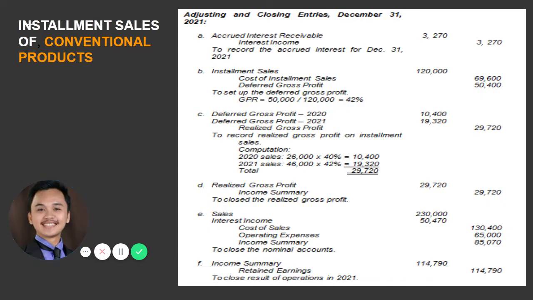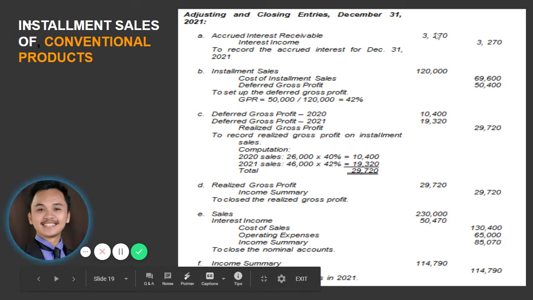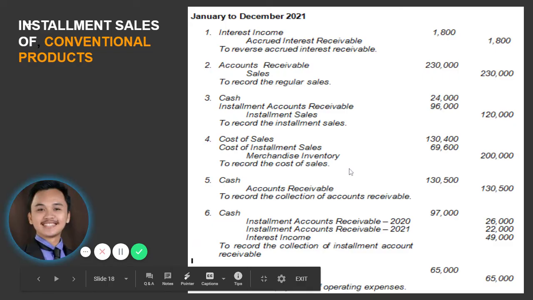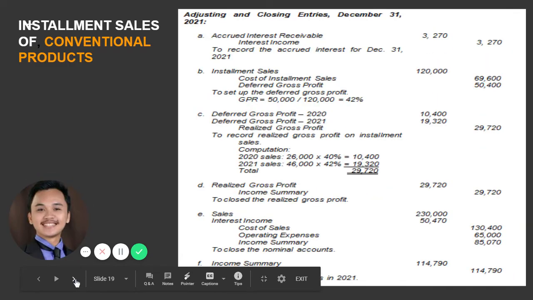So 50,470, that's from our total interest income earlier nga 18,000 plus 31,000 plus 3,270 minus yung gi-reverse nato. Pila man to atong gi-reverse? Okay, pila to atong gi-reverse guys? 1/8. So therefore, ang total interest income nato will be 50,470.